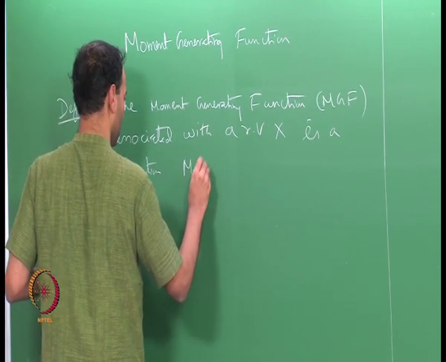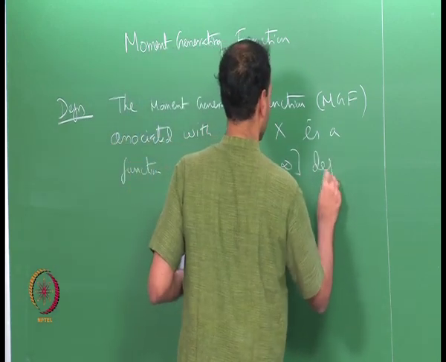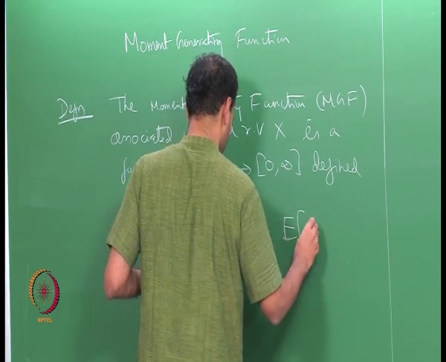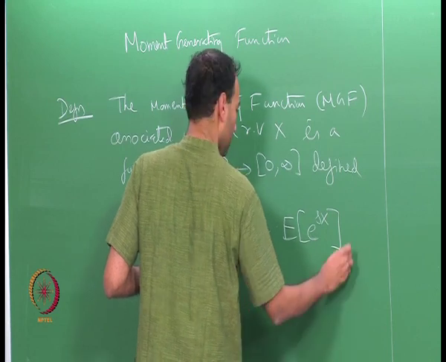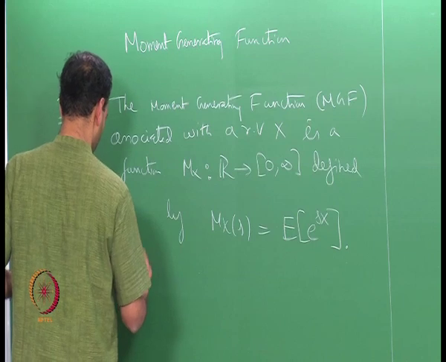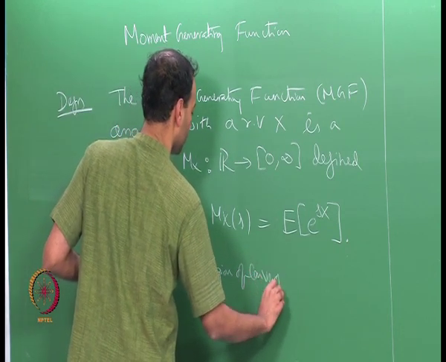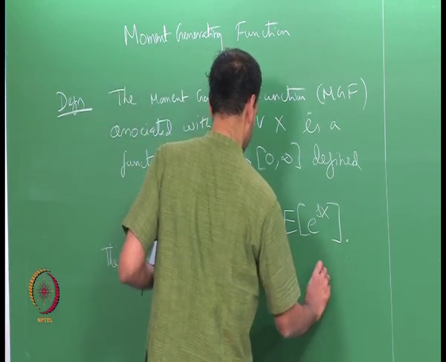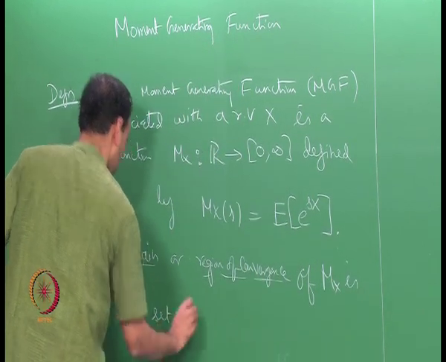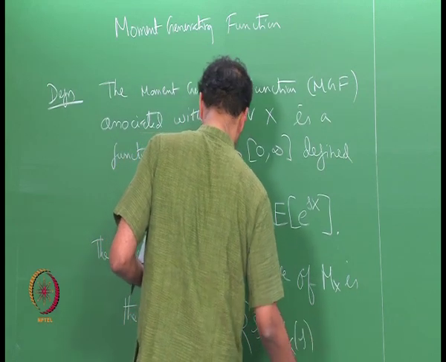The function M_X from R to [0, infinity] defined by M_X(s) equal to the expected value of e^(sX). The domain or region of convergence of M_X is the set D_X equal to the set of all s for which M_X(s) is finite.